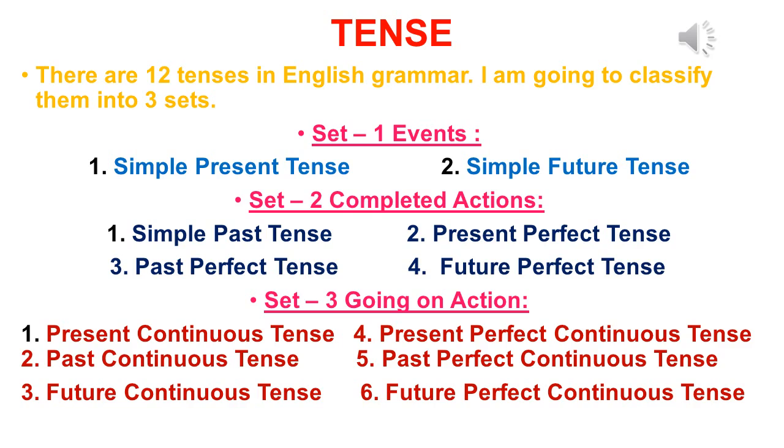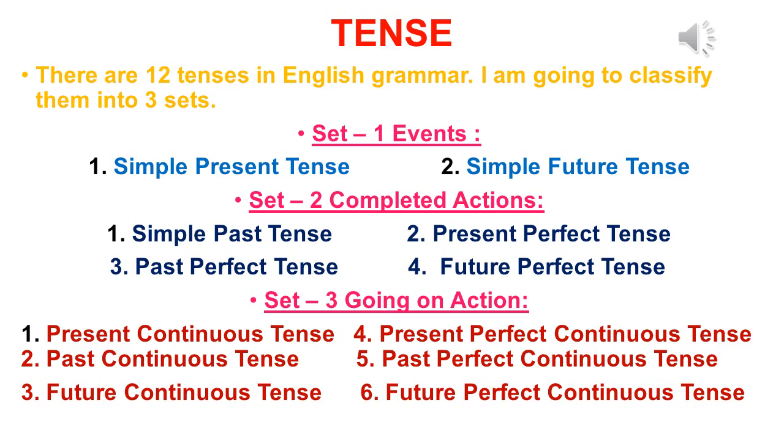We've already learned that there are 12 tenses in English grammar. Here, we're going to learn these 12 tenses in detail. For learning these 12 tenses in detail, I'm going to make these 12 into three sets. What are the three sets? First, let us have a look at set 1.